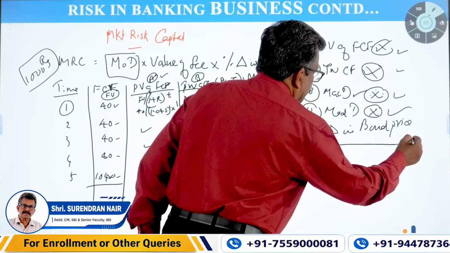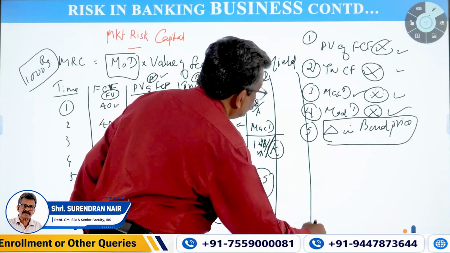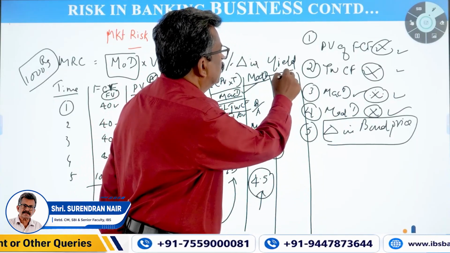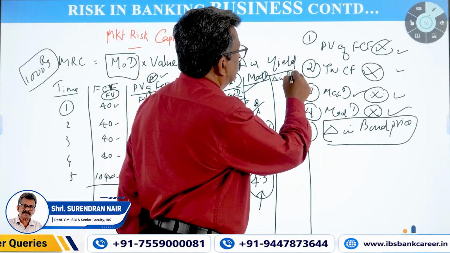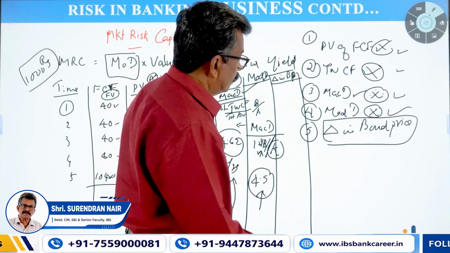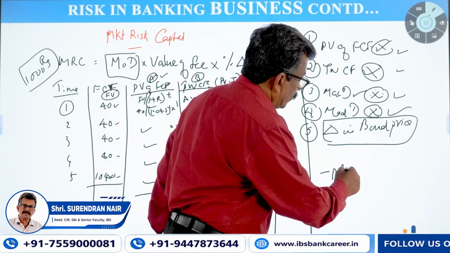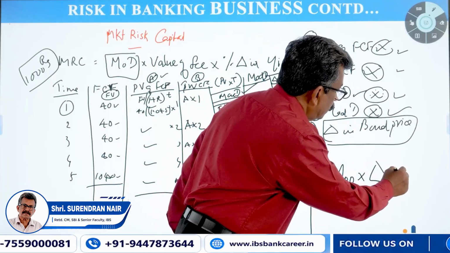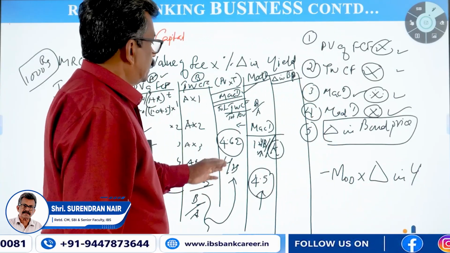Now the percentage change in bond price. This is what we are interested in. Change in bond price, so this is the next step. The uppercase delta denotes change. Change in BP, bond price. What is the formula for change in bond price? You remember last session we did a case study also. Change in bond price is minus MOD into change in yield.